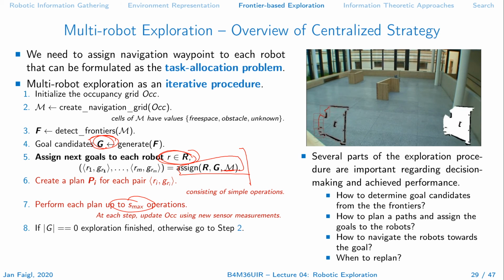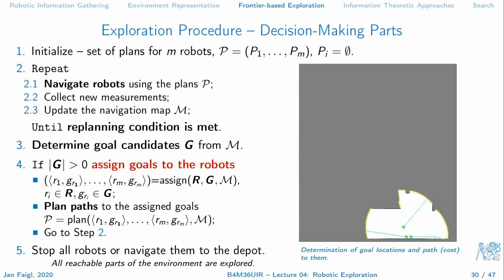What is the performance? This is a very simplified overview of the algorithm, but there are a couple of parts, and in each part you can improve the performance. How you determine the goals from the frontiers, how you plan, how you assign, how you navigate the robot, and when to replan. All these actually affect the performance of the exploration.